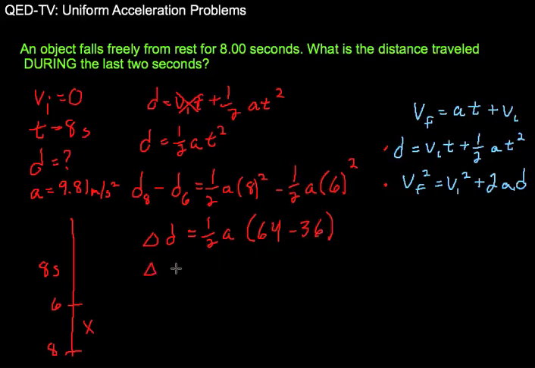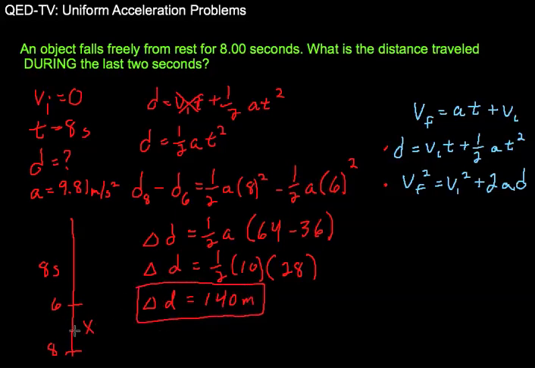And so I'd have change in d equals 1/2 times a, and a is 9.81, but for some of these problems I just might put in 10 just to round it off. You probably should put 9.81 to be sure, but I'm just going to estimate here. And 64 minus 36 is 28, and then change in d equals 28 times 10 is 280, and 1/2 of 280 is approximately 140 meters. So that would be the answer for how far it falls during these last 2 seconds.